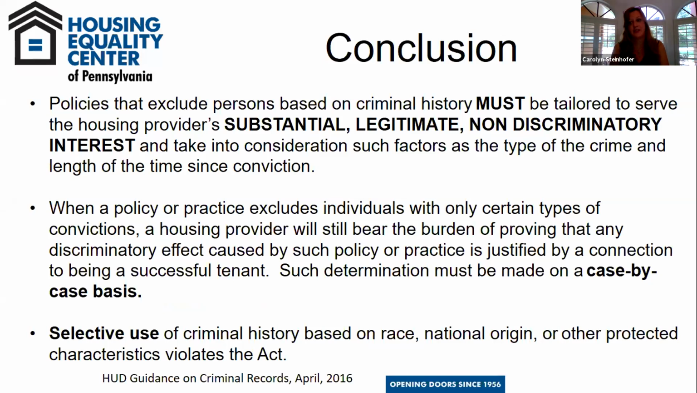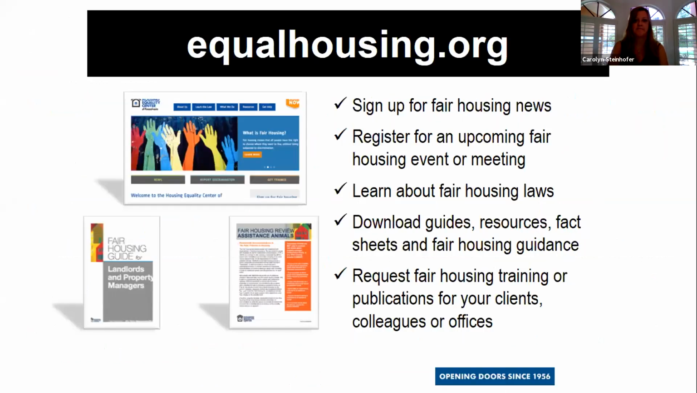So make those determinations on a case-by-case basis. Selective use of criminal history based on race, national origin, or any other of the state or federal protected classes would violate the Pennsylvania State Human Relations Act or the Federal Fair Housing Act. So these criminal history-based evaluations need to be applied uniformly to everyone without regard to race or national origin or any other protected class.